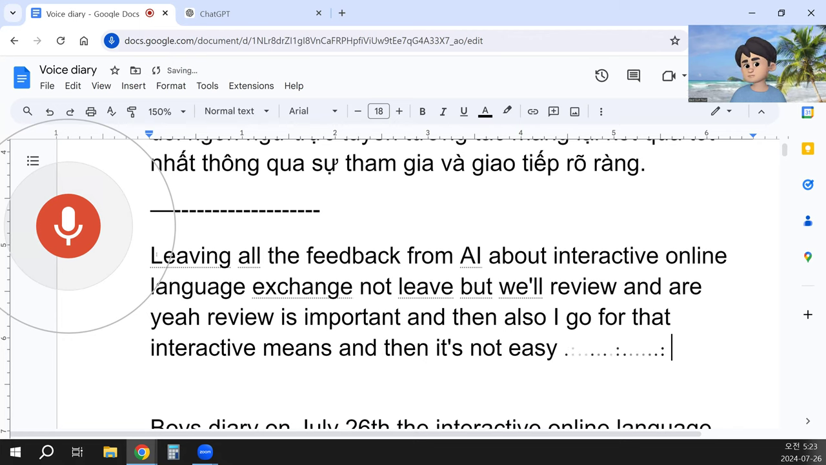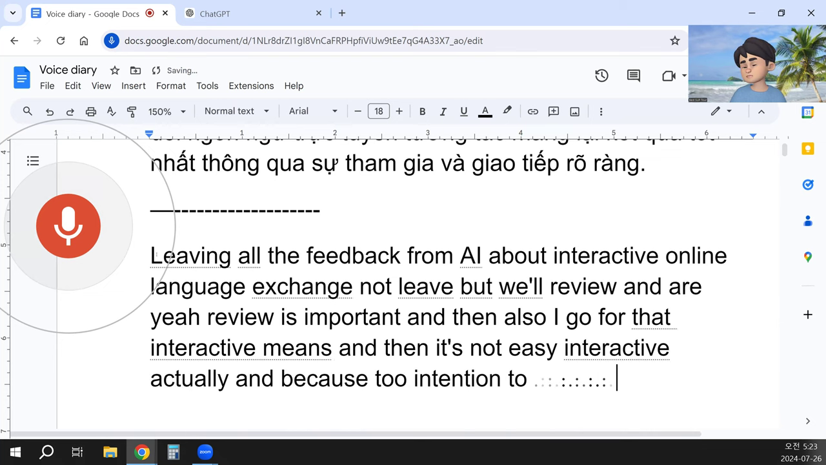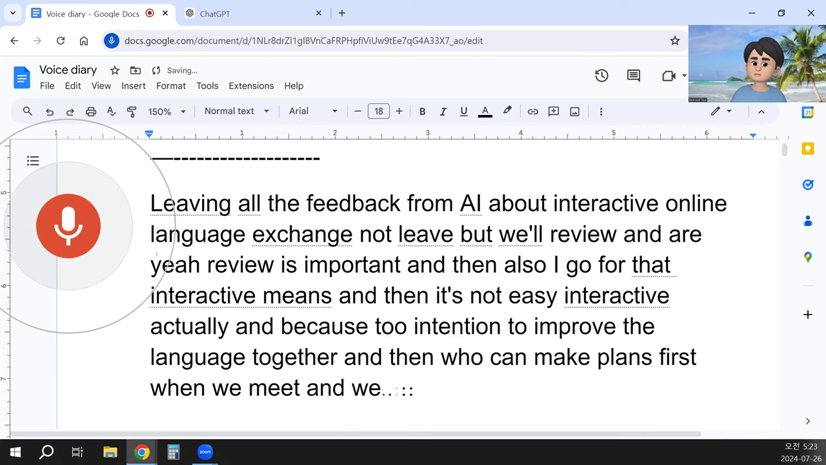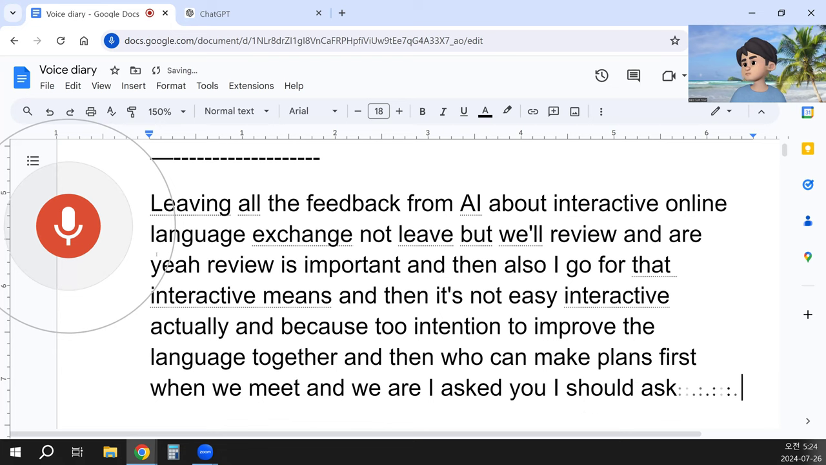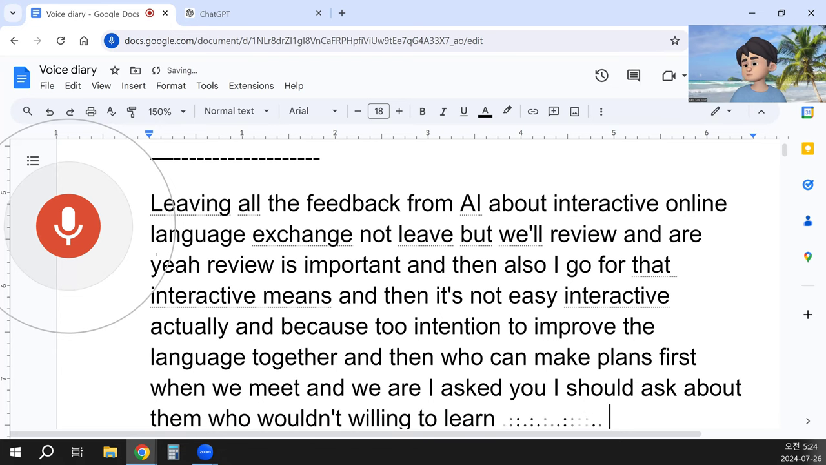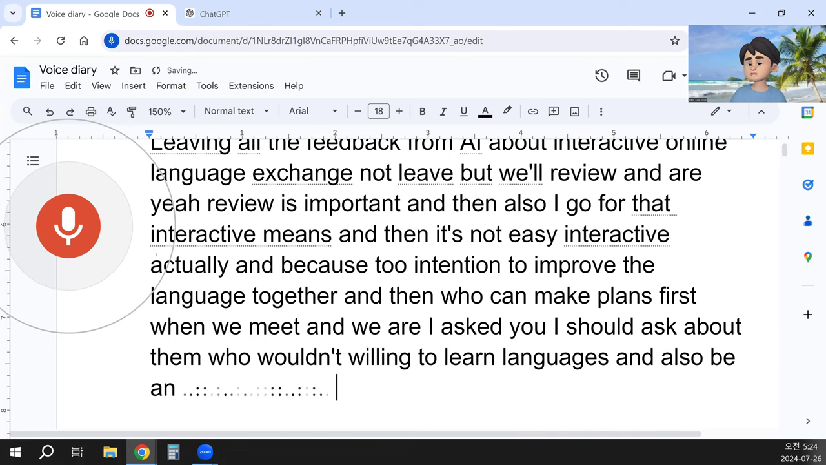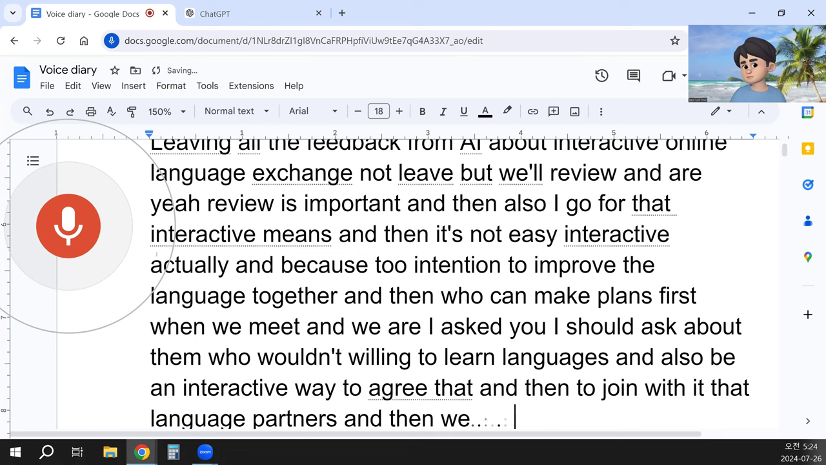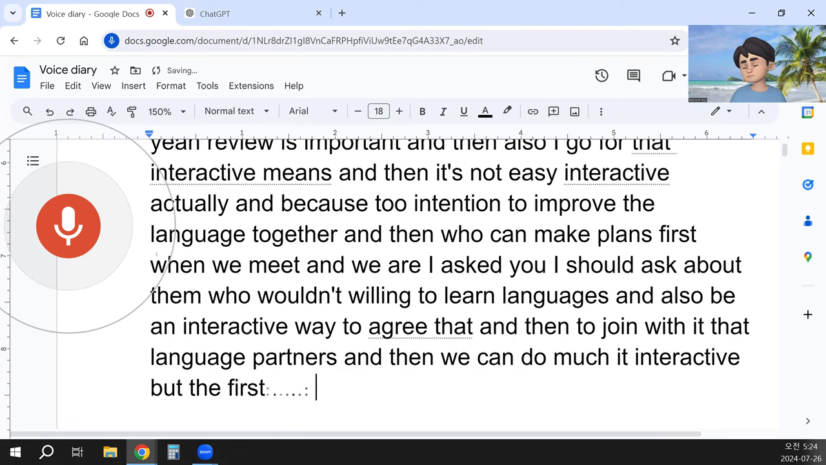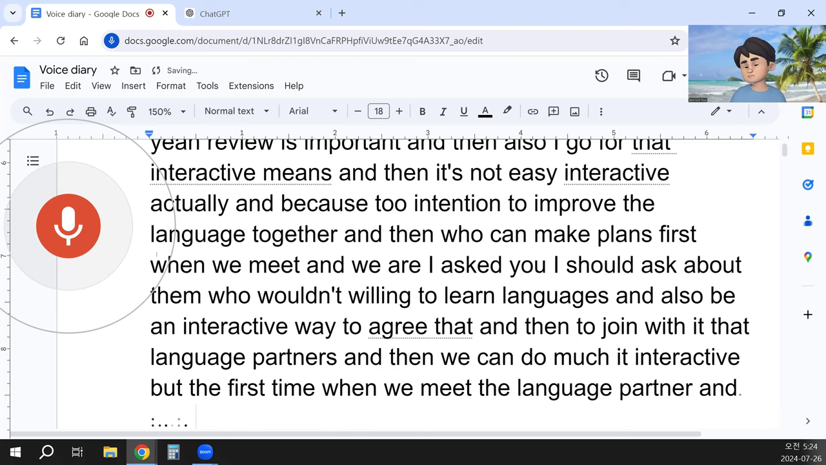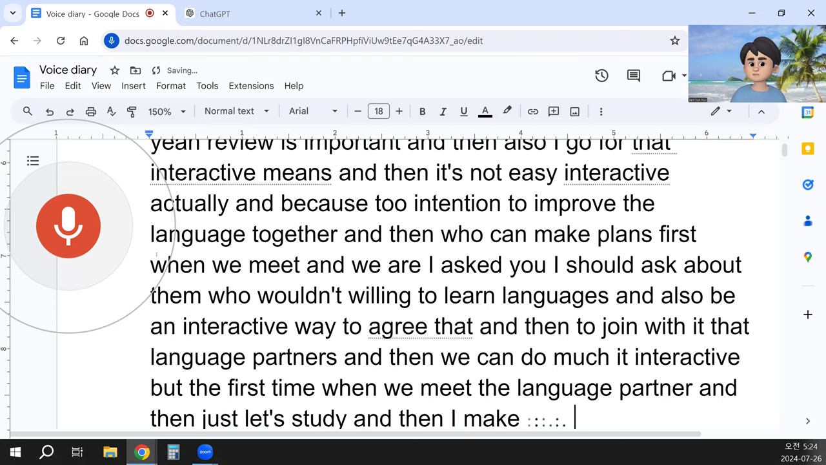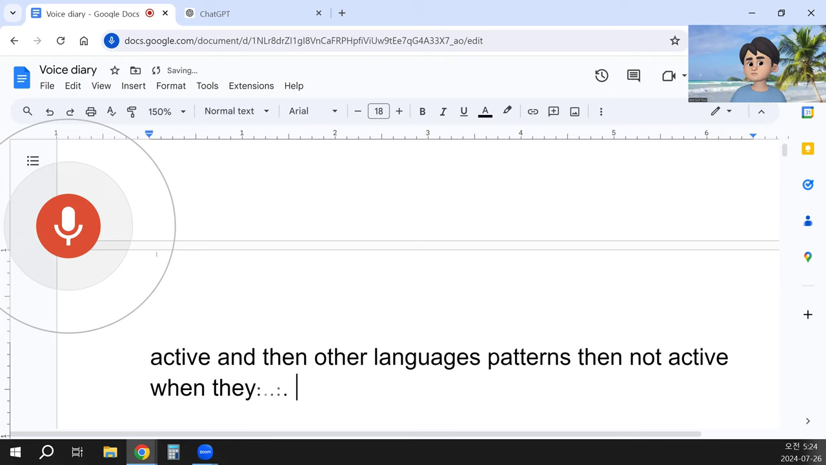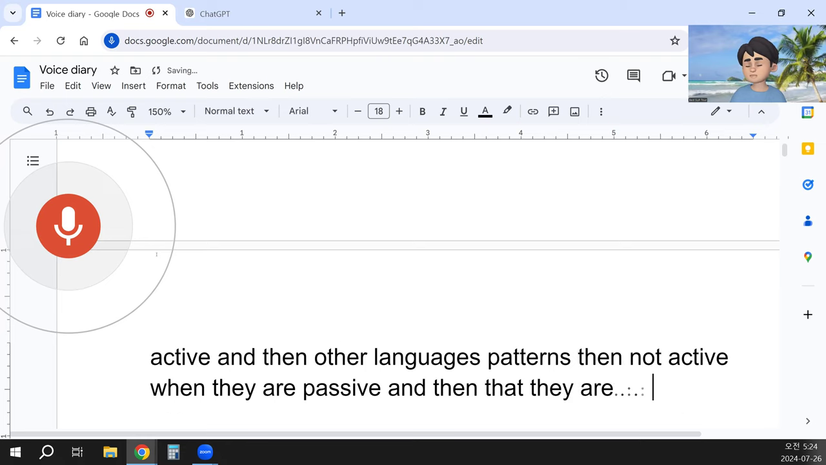Because two people intend to improve the language together, who can make plans first when we meet? I should ask those who are willing to learn languages, and also be interactive in agreeing with that, and then join with those language partners, and then we can do much more interactively. But the first time when we meet the language partner, if I'm active and the other language partners are not active, they are passive, then these are not interactive.